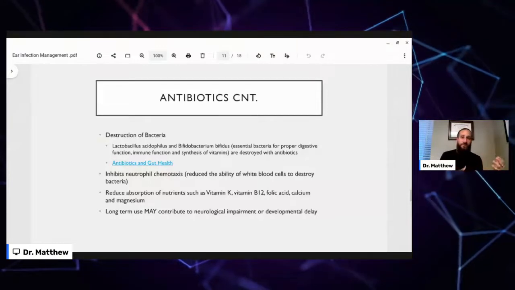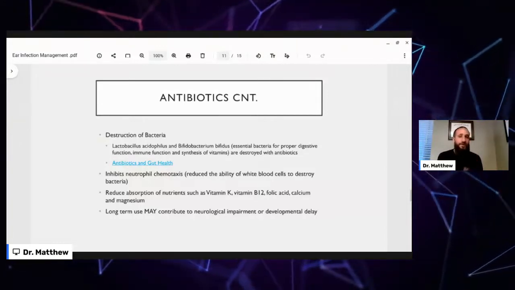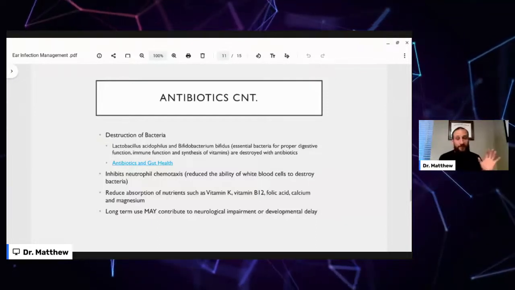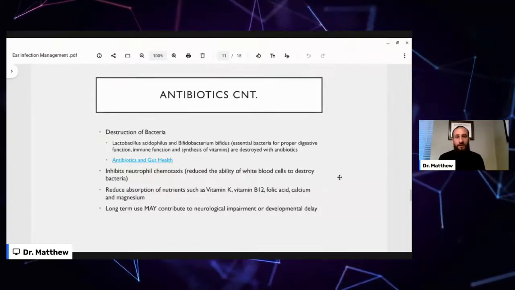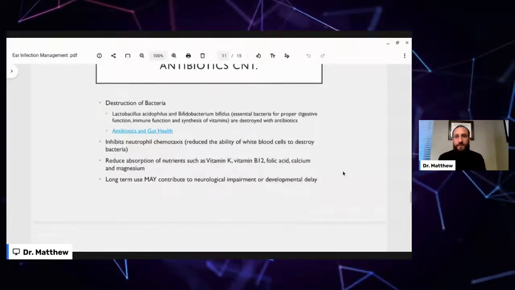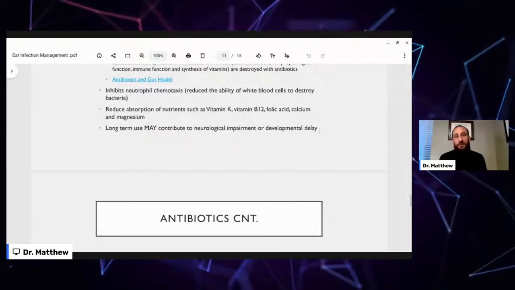This is how we've evolved over time. And yet man has thought, hey, let's do these things. Well, antibiotics are great for these massive bacterial infections. For ear infection, I don't really think they're that great. I don't think they're that great. Long-term use can contribute to neurological impairment and developmental delays.